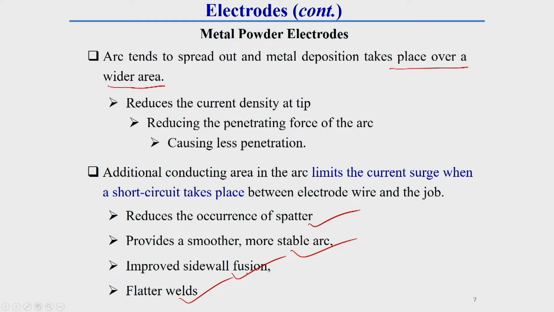Why these things occur, you should understand, because generally it increases the wider the bead area, or you can say the wider the arc. So that is why side-wall fusion also will be good. And due to this wider arc area, the bead becomes flatter.